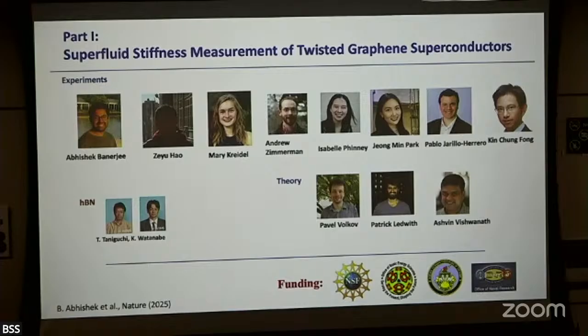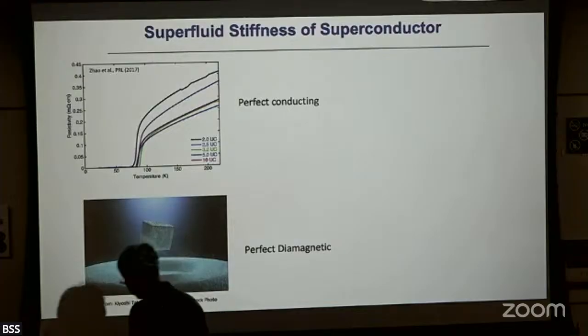So let's start with the first part, superfluid stiffness, and I'm going to show you the experiments. This experiment was done by many collaborators, but the main person who did the experiment here is Abhishek Banerjee, in collaboration with Ju and Mary. I think these three people played a very important role, with theory support from Ashwin and the other collaborators. Okay.